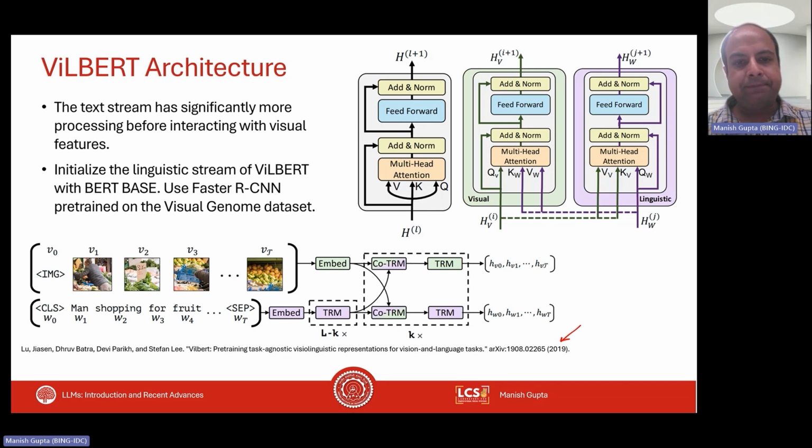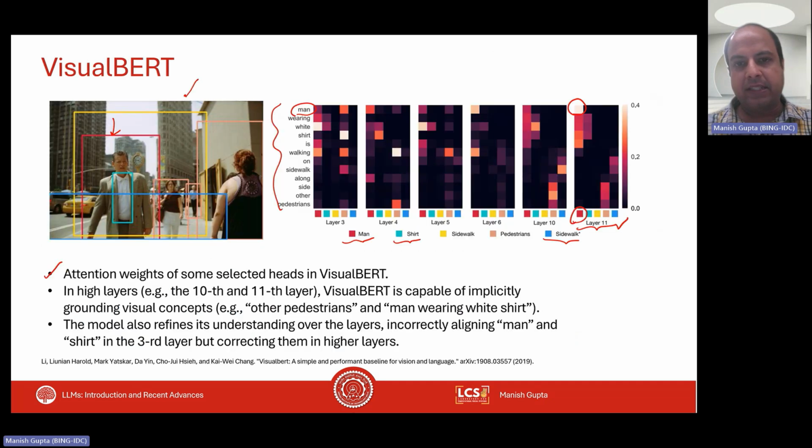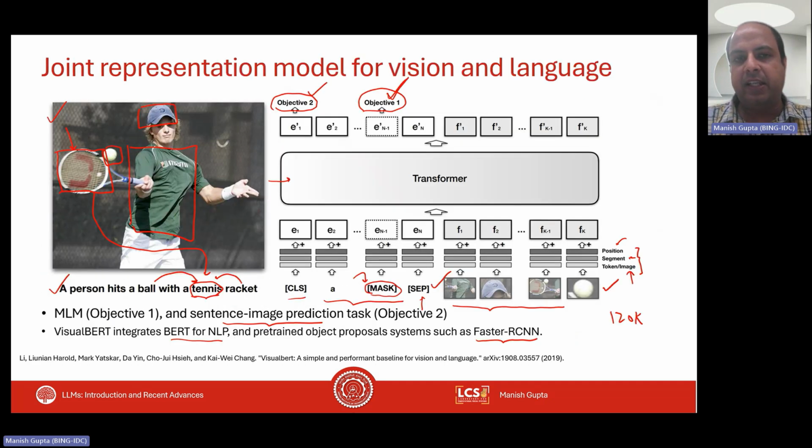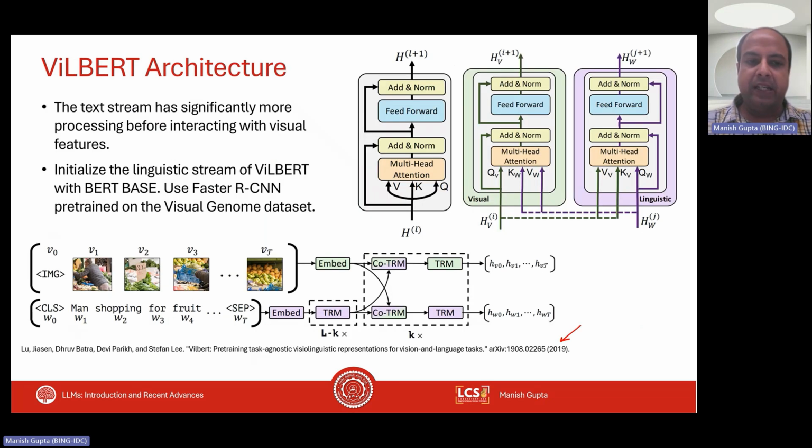Okay. So Wilbert basically believes in a two-tower model, unlike VisualBERT. VisualBERT was a single-tower model. The concatenation of text and image modalities happened right in the first layer, the zeroth layer in that sense. Okay. But Wilbert basically believes in processing text separately using a few transformer layers, as you see here, and processing the image separately using a few layers. Now these layers could be transformer layers and so on. Notice that the text stream in Wilbert actually has much more processing before interacting with the visual features.